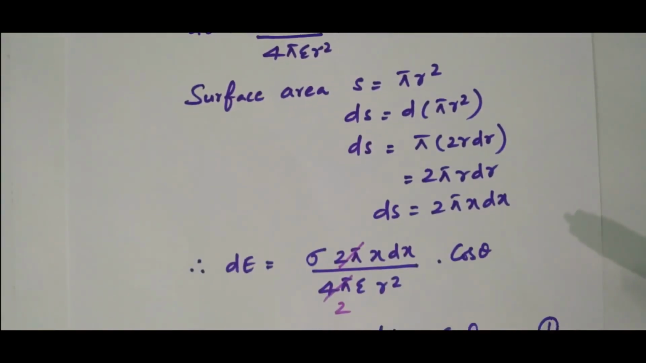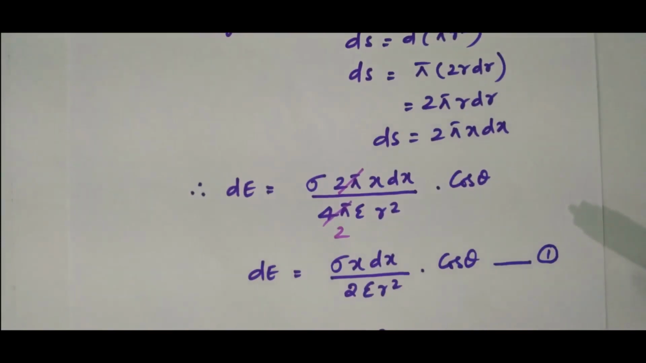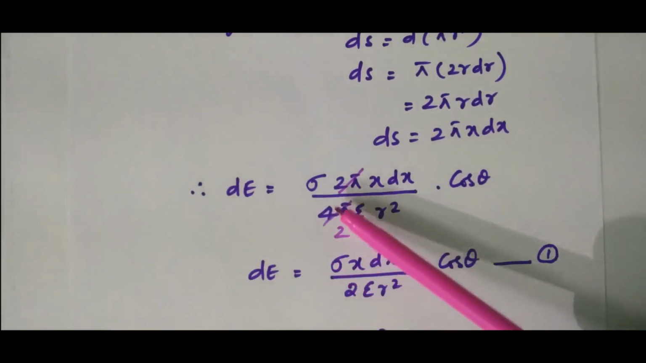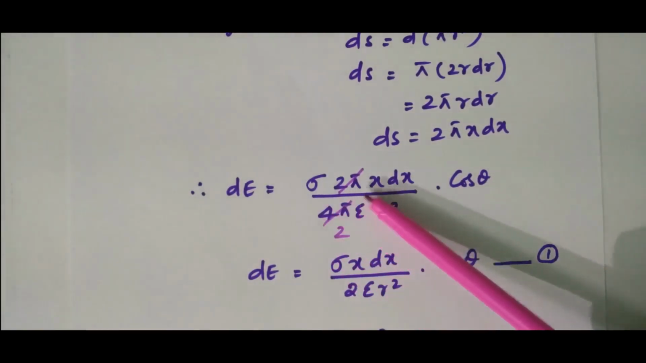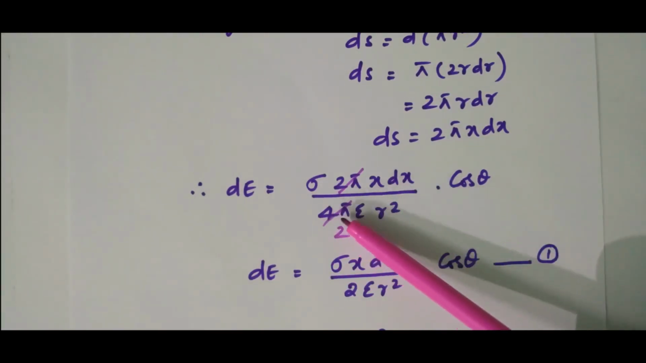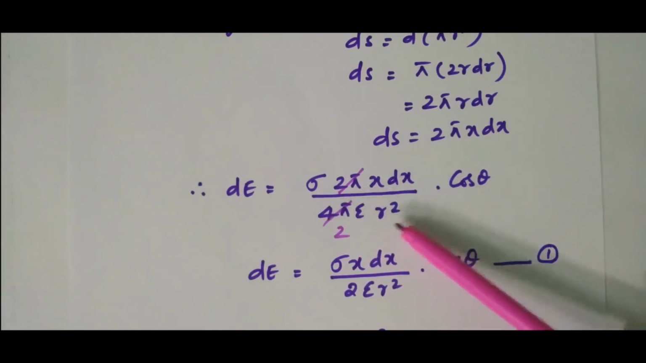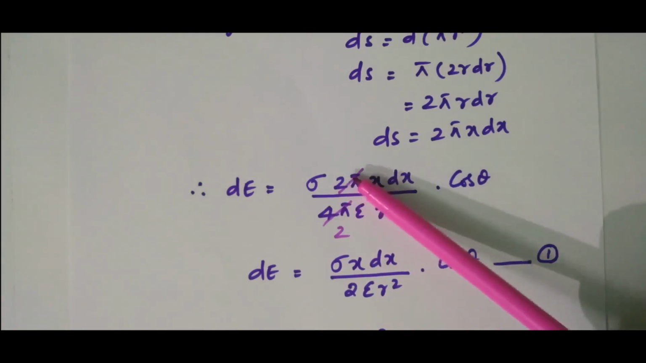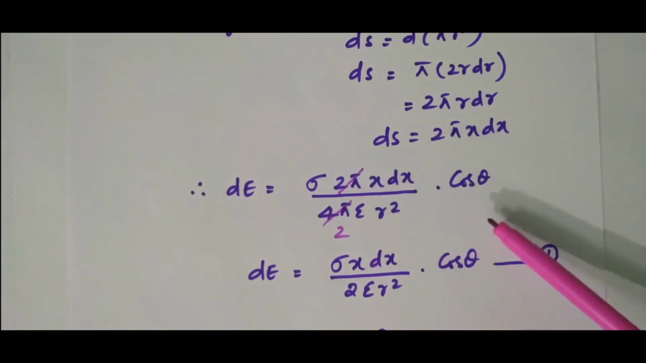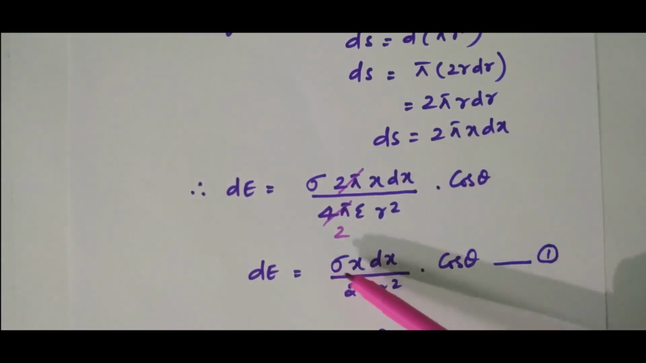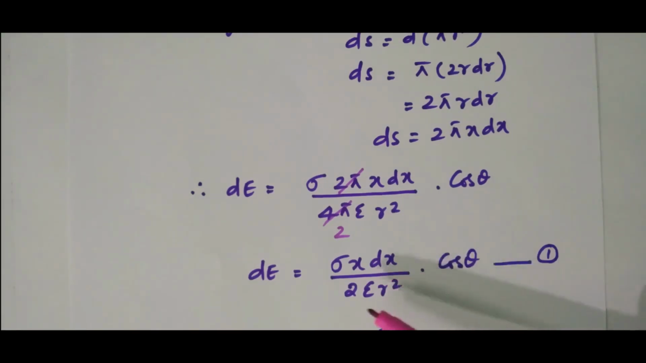So that value is substituted here. dE equal to sigma, this ds is 2 pi x dx divided by 4 pi epsilon r square into cos theta. Here the 2 pi got cancelled. So what we got: sigma x dx divided by 2 epsilon r square into cos theta. We'll take this as equation number 1. After substituting all the values, we got this expression.